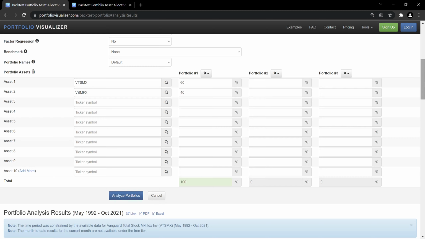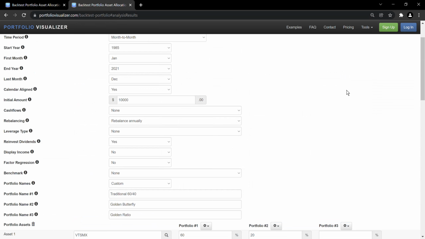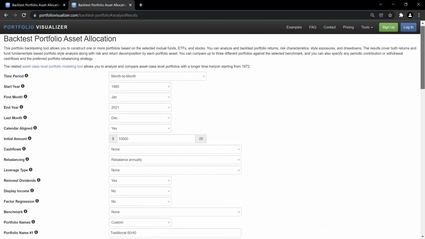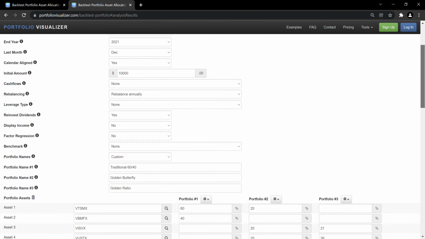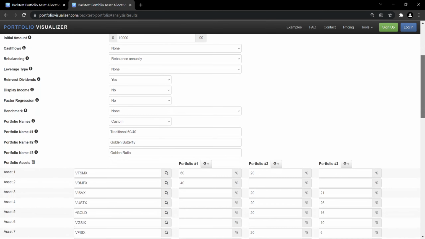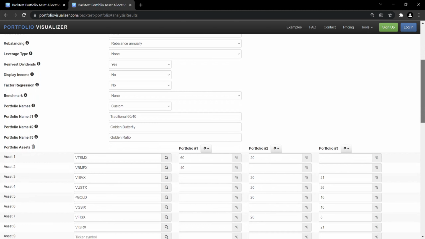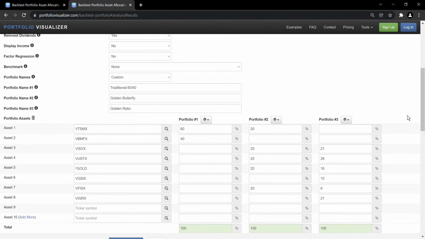But one of the more interesting things to do with this is to look at comparisons between portfolios. And so I set one up here in this next tab. And what we have here is this traditional 60-40 portfolio we've been looking at, total stock market, total bond market 60-40. And then we're comparing it to two other portfolios that are sample portfolios on our website.